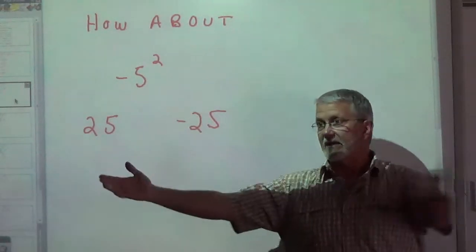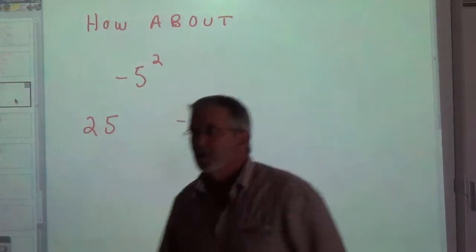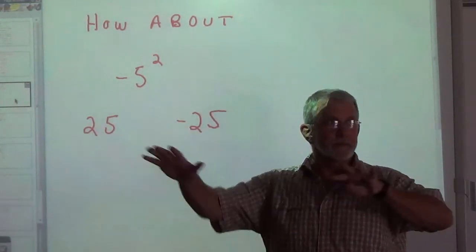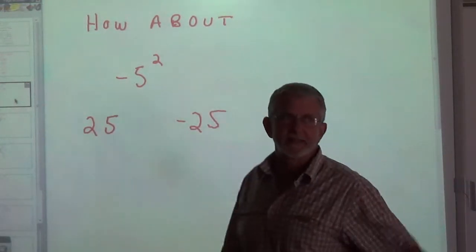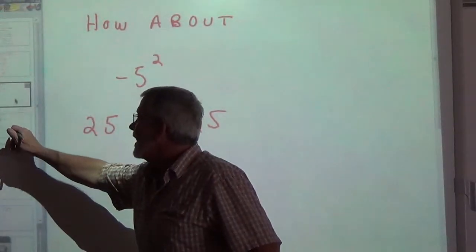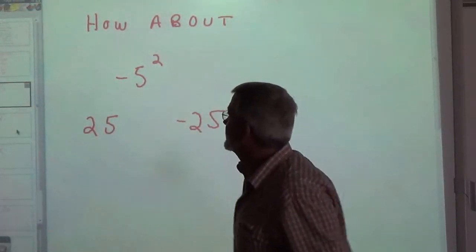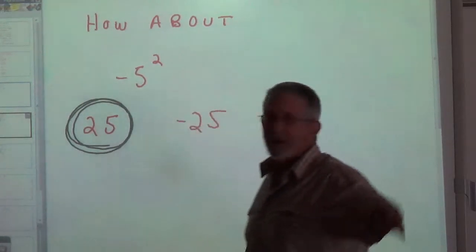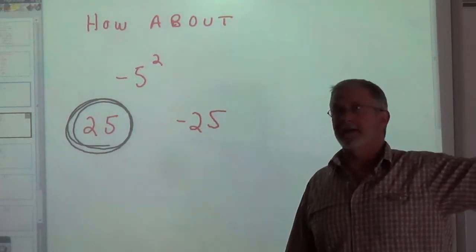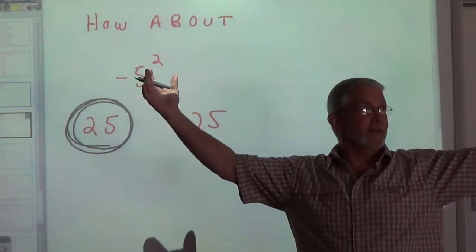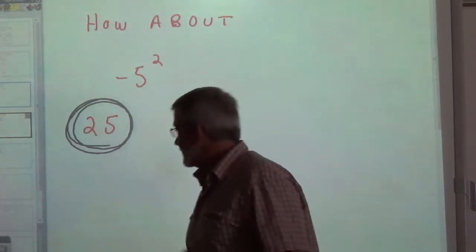Let's vote on it. This side of the room, what do you guys vote? Okay, let's see. I think we voted to allow this to be 25, negative 5 squared. Agree or disagree?